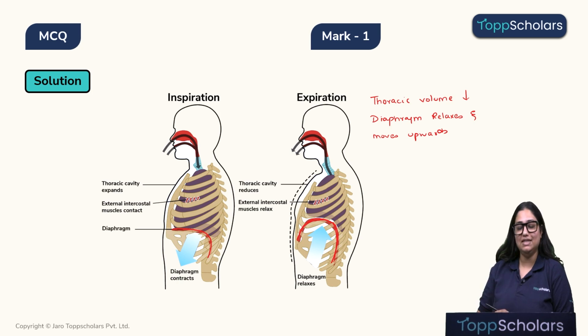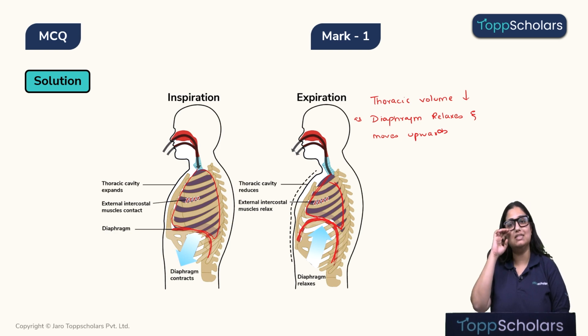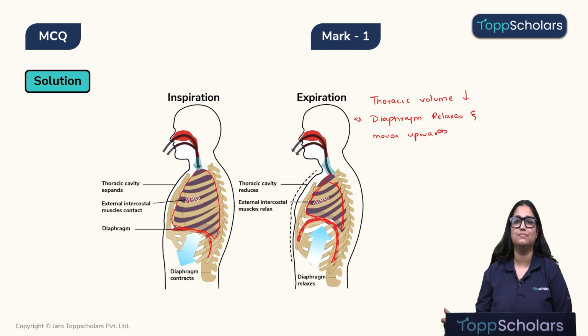Now, this will lead to reduction in the thoracic cavity. So, you can see over here, the thoracic cavity is so big in size, right? The volume of the thoracic cavity has increased in inspiration. But during expiration, the volume of the thoracic cavity reduces as the diaphragm relaxes and moves upwards.